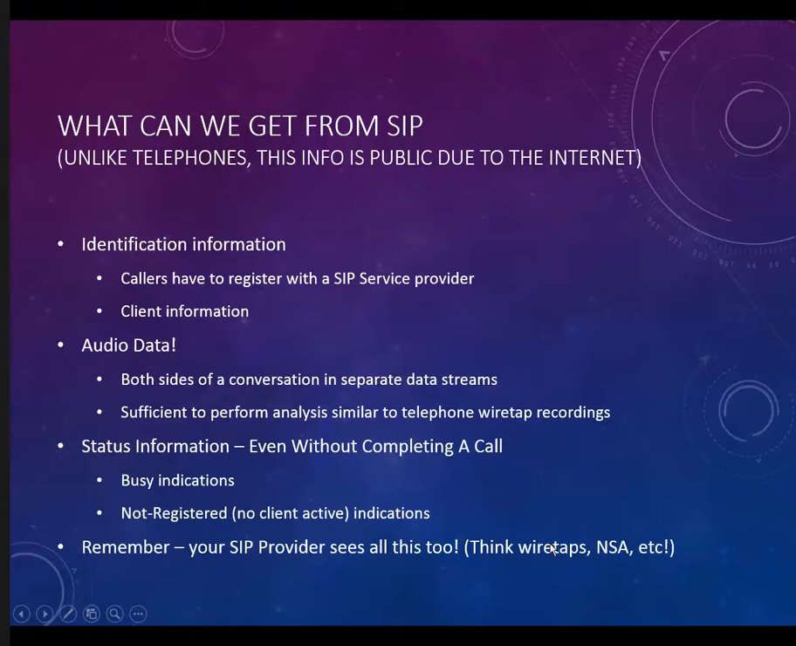So, what can we get from SIP? First thing is, just as a reminder, unlike point-to-point connections on the analog telephone network, all of this is available on the internet. Anybody who can tap across the routing path can pull out the PCAP packets that go along with your call. So there's access to identification information. Obviously, when we register with a SIP service provider, we register with an email or a phone number, or both, and those are fully visible. And you can get both sides of the phone call that way by looking at the SIP data.